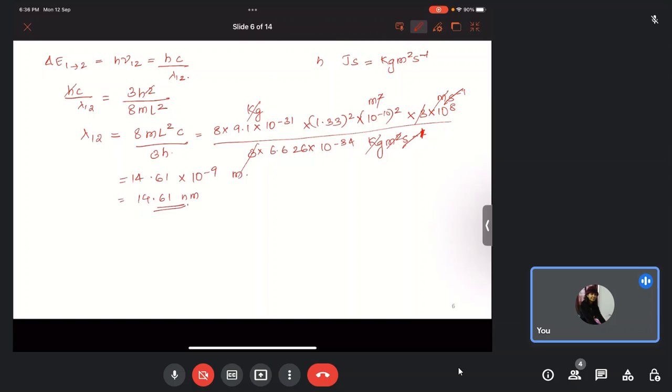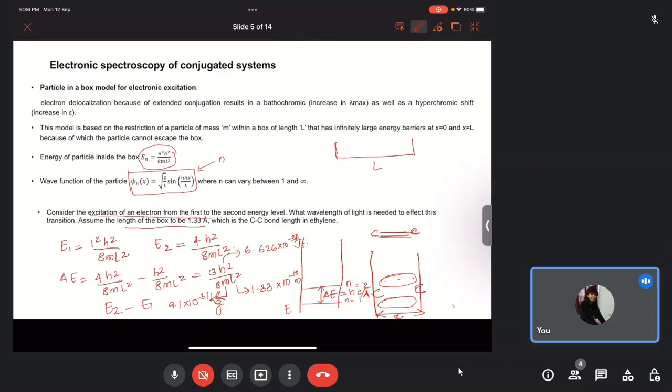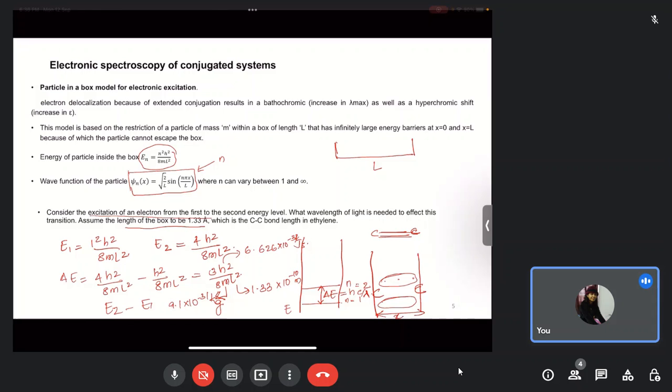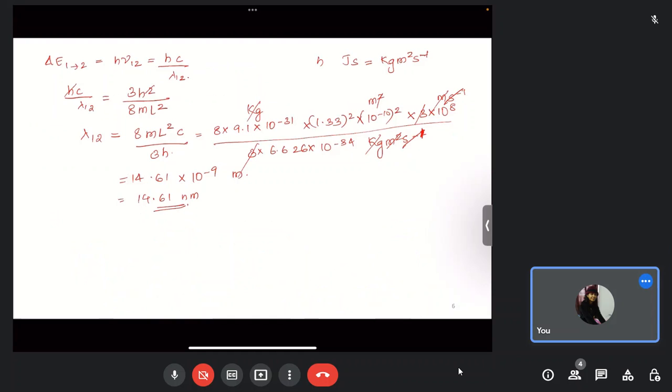So the wavelength which is associated with the transition of first energy level to the second energy level of the carbon-carbon pi bond of ethylene is given by 14.61 nanometer.